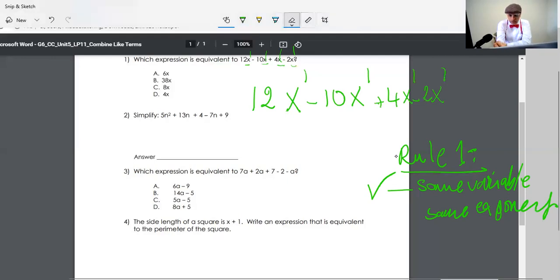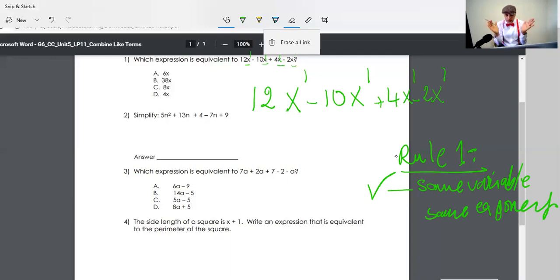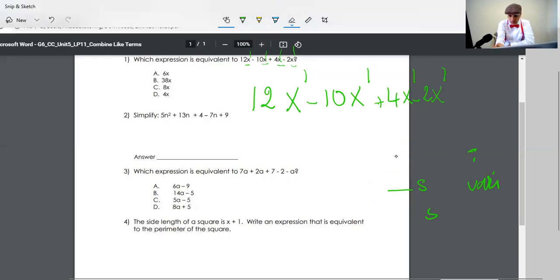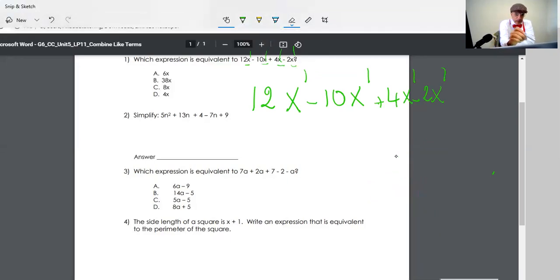Now that we know they are all like terms because they all have the same variable and the same exponent, how do I combine them? How do I put them together? I count them as 1. Okay, so the way we do it: we write the variable and the exponent. Nothing happens to that. Here, x to the 1, x to the 1, x to the 1, x to the 1. We're gonna write that.